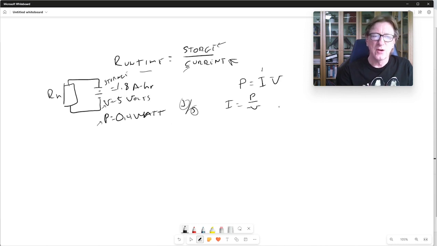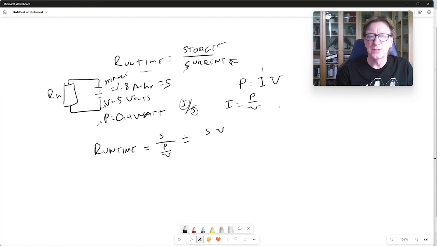So we're going to put that in our runtime. Here's where it's very important that you keep up with your units, because amp hours are obviously not an SI unit. That's not something that you're going to have as a standard. So our storage, we'll just call that S. Let's use a symbol S for that because I'm too lazy to write out storage. And then divided by P over V, which is the current. So I'm going to simplify that. And so the storage times the voltage divided by the power determines how long this is going to run.